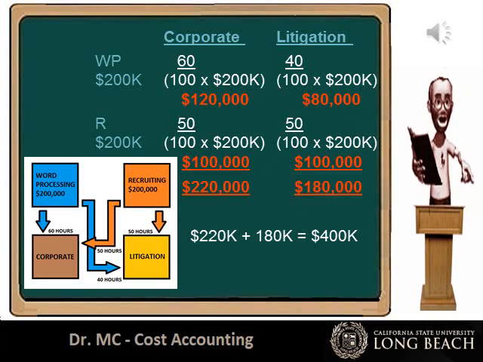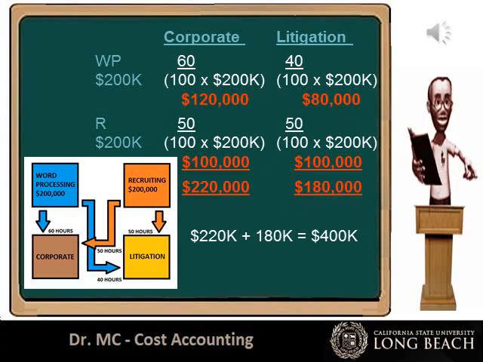When you add up corporate's $120,000 from word processing and $100,000 from recruiting, you see that corporate receives a total of $220,000, which it adds to its own overhead costs and allocates to the services that it provides to its clients. When you add up litigation's $80,000 from word processing and $100,000 from recruiting, you see that litigation receives a total of $180,000, which it adds to its own overhead and allocates to its clients.